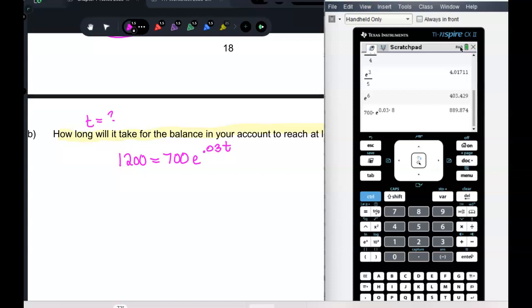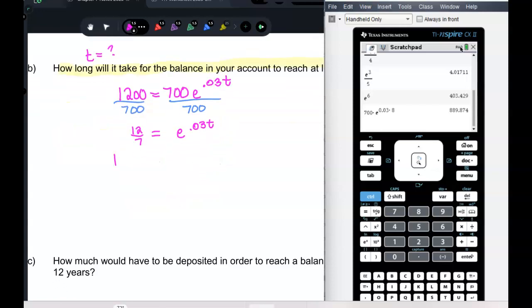Okay, so we just did this. The first step is we need to isolate e to the power, so I'm going to divide both sides by 700. That's just going to give us 12/7. It's just that APERT formula. Okay, next step: we want to take the natural log of both sides.